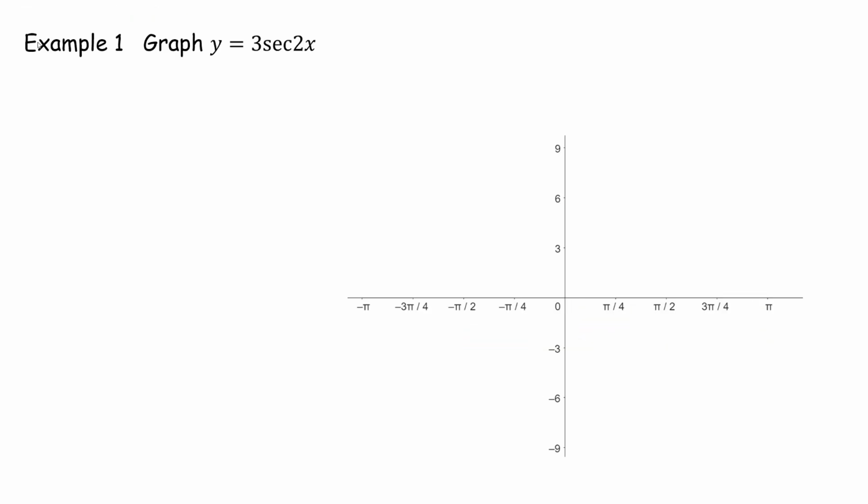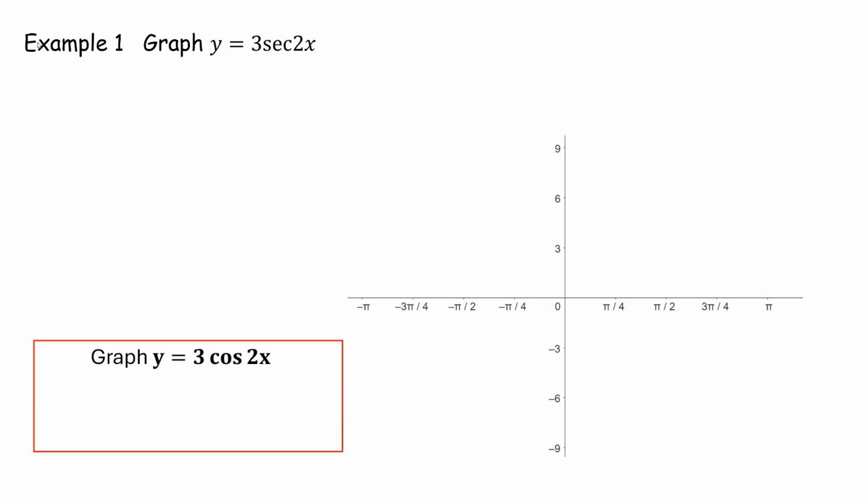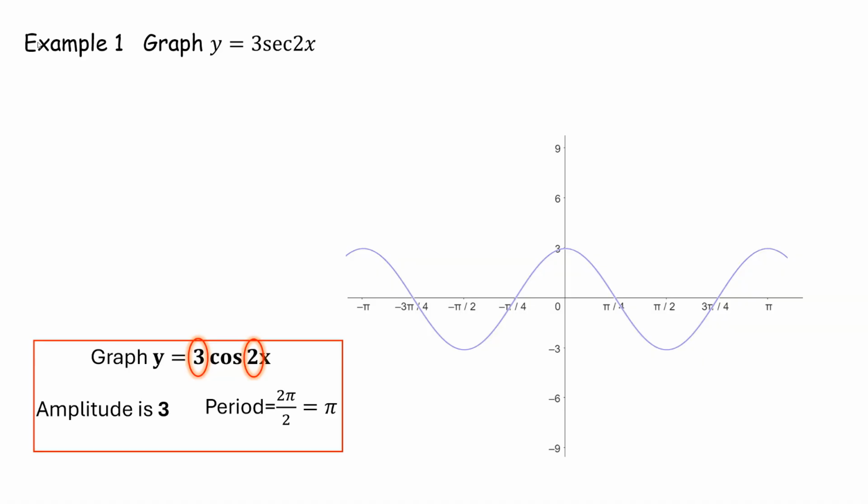You've got y equals 3 secant 2x. All you need to do here is go ahead and graph y equals 3 cosine 2x and then do what we just did. So we're going to graph y equals 3 cosine 2x. And you can see here that the amplitude is going to be 3 and the period is going to be 2 pi over 2. So that's pi. So we can graph the cosine graph that looks like that. It has an amplitude of 3 and a period of pi.